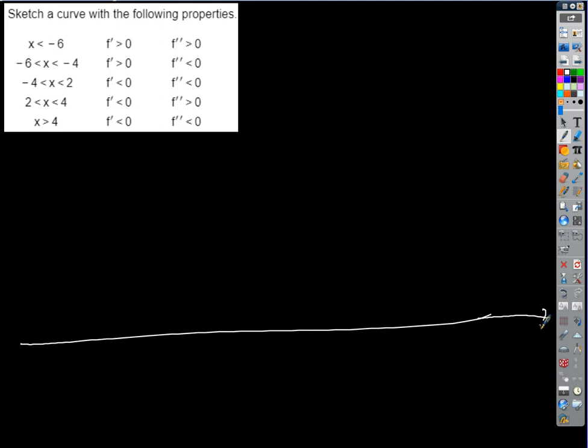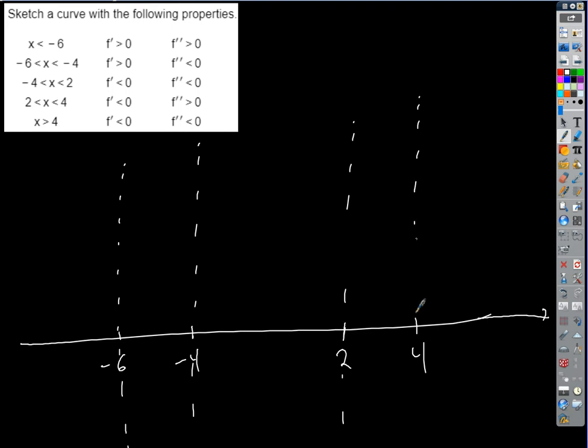So we've got -6, -4, goes all the way up to 2, it looks like, and then 4. Okay, so we could just divide everything up then. I'm just going to make kind of dashed lines here. So we're going to partition the XY plane up into these columns, right? These sections, based on the behaviors of the derivatives.